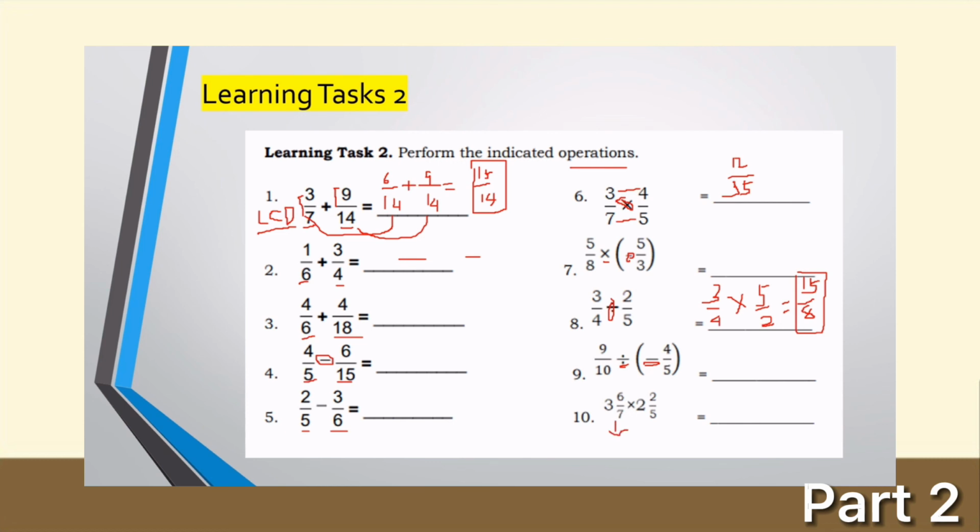For number 10, change first to improper fraction. Paano kayo mag-change? The denominator is multiplied by the whole number. Then, add the numerator. Then, copy the denominator. Okay? So, kailangan nyo munang i-change to improper fraction bago kayo mag-multiply.